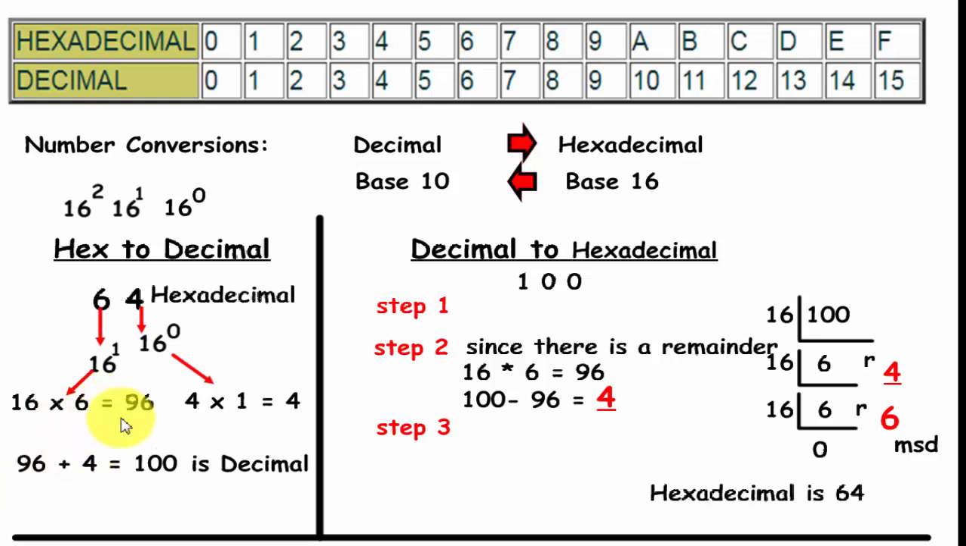Now, all you have to do is add these two numbers together. 96 plus 4 equals 100. So that's the decimal equivalent to the number 64.